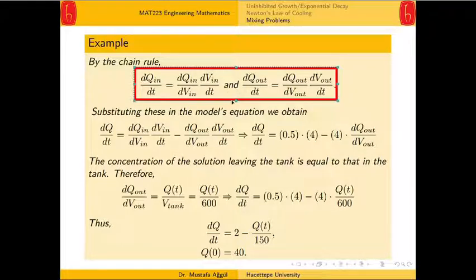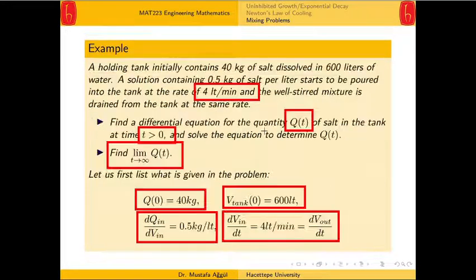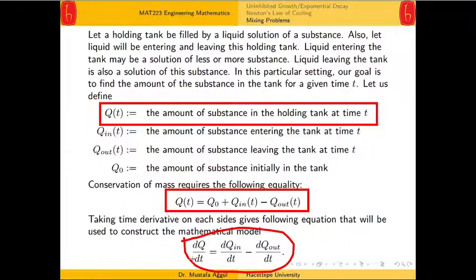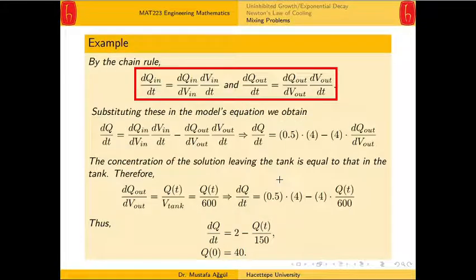If we substitute this in the model's equation, by model's equation I mean the equation we obtained after using conservation of mass, dQ/dt will be equal to dQ in/dV in times dV in/dt minus dQ out/dV out times dV out/dt. So this will be the new form for our model.